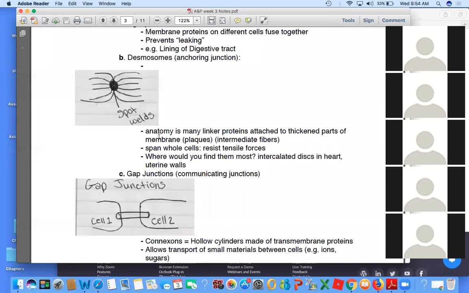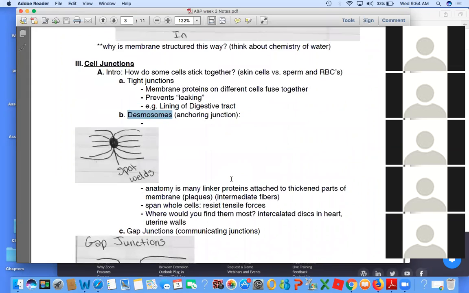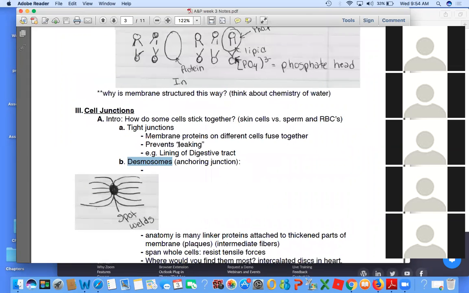And basically a spot weld. You've got a lot of intermediate fibers sticking out of the desmosome to hold together cells, okay? The gap is a communicator. See the little tunnel? That communicates. So that wouldn't be the answer. That's a communicator. A tight junction, that word is seals.